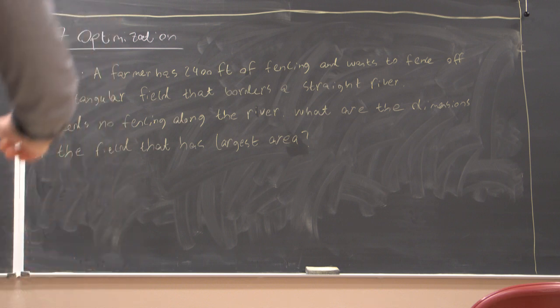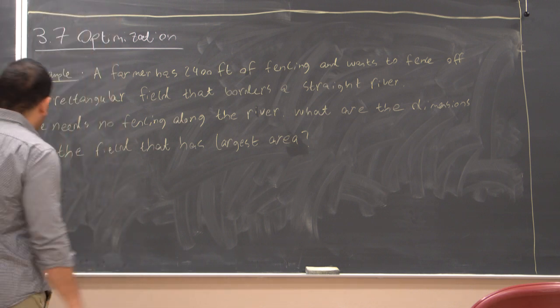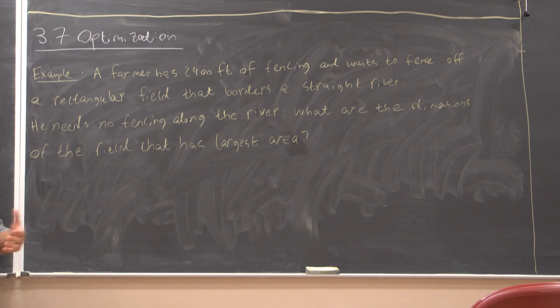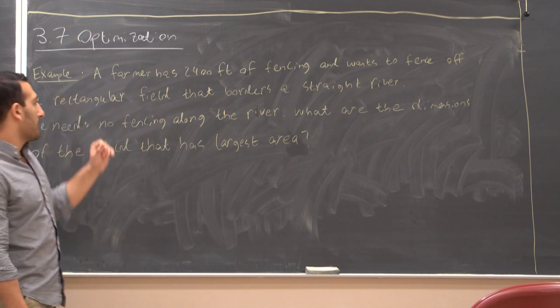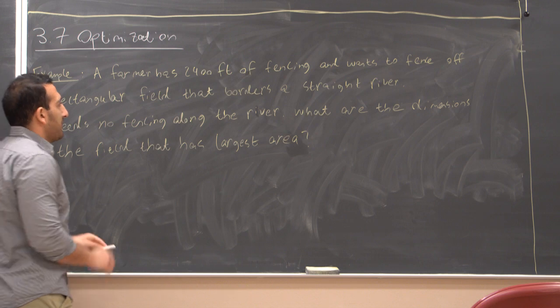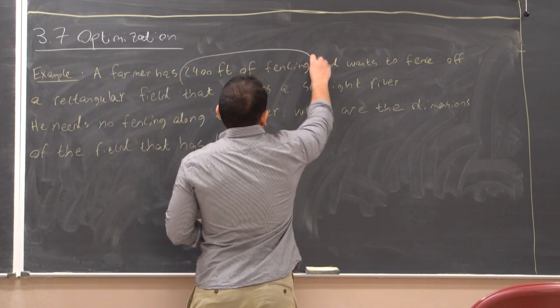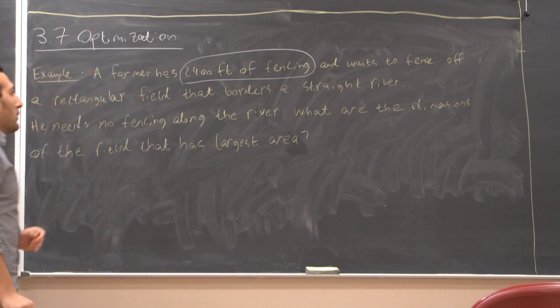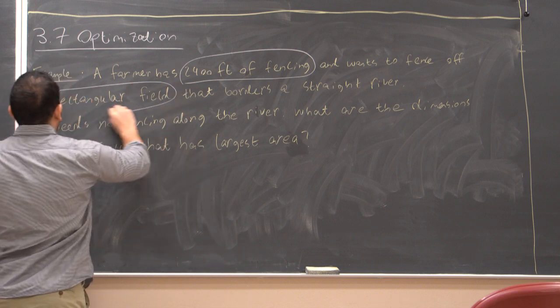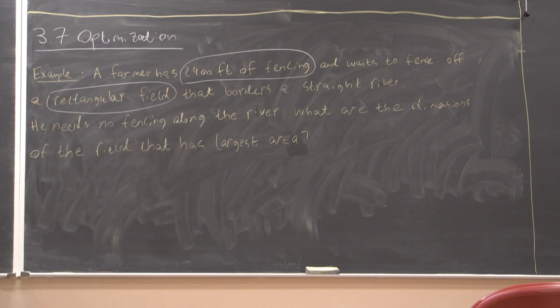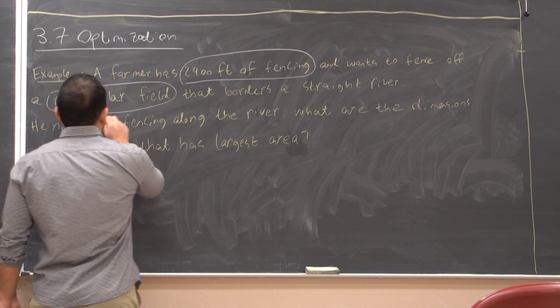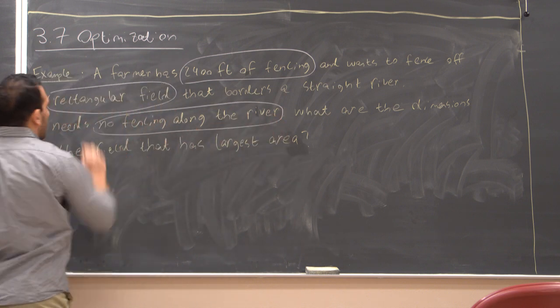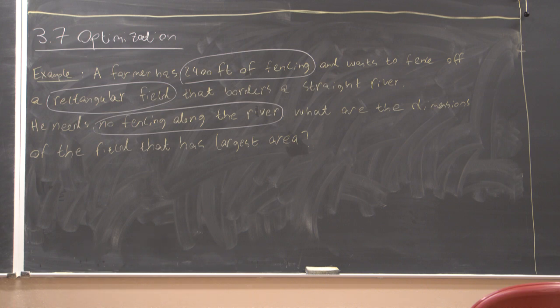Okay, so the next example is again a very classical example: a farmer enclosing a region with a fence. So we have a farmer who has 2,400 feet of fencing, so this is going to be important, and wants to fence off a rectangular field. Okay, this is also going to be important. That borders a straight river. He needs no fencing along the river. This is also important. What are the dimensions of the field?